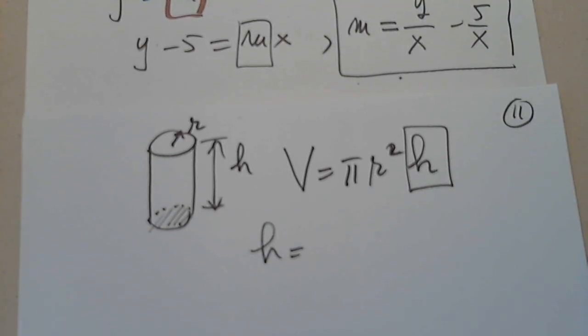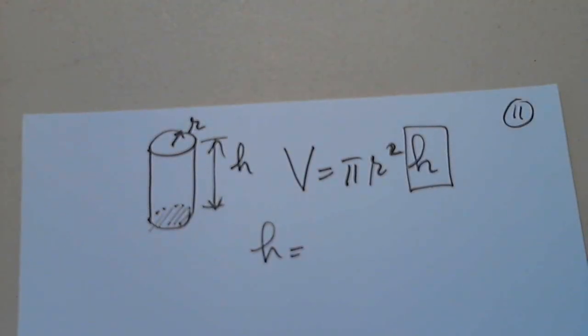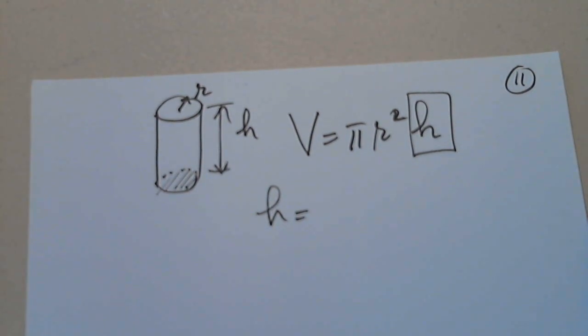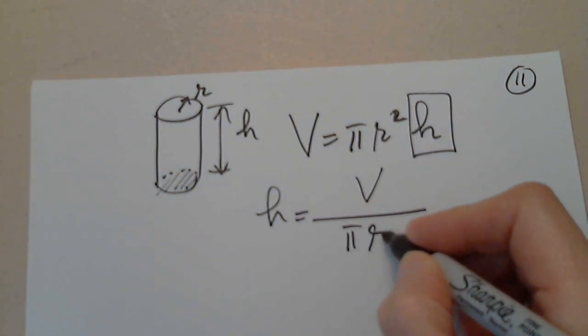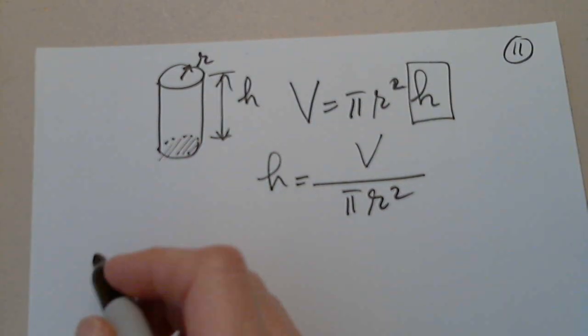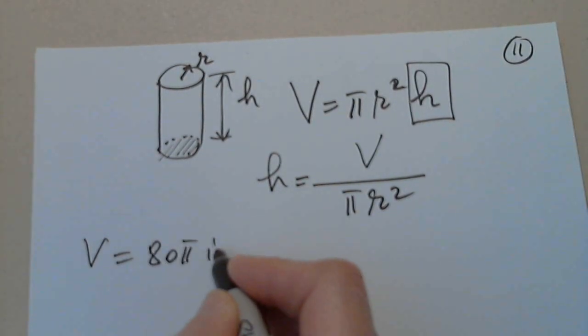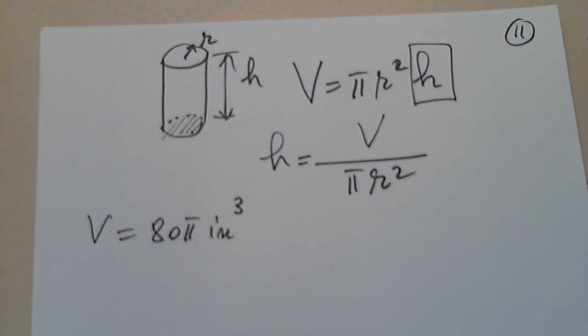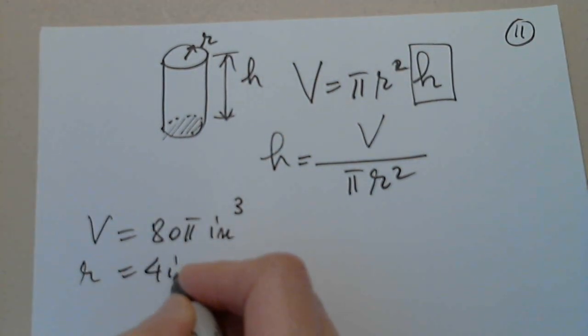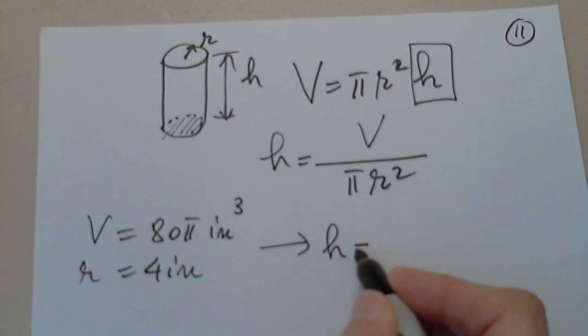Okay, you want to tell us how we solve for the height in this formula? What do we need to do? Divide pi r squared. So when you say divide pi r squared, you mean to divide both sides by pi r squared? Yes. V equals pi r squared h. Now, they're giving us that the volume equals 80 pi, of course, cubic inches because it's volume. And they're giving us that the radius is 4 inches. And they want us to find the height.